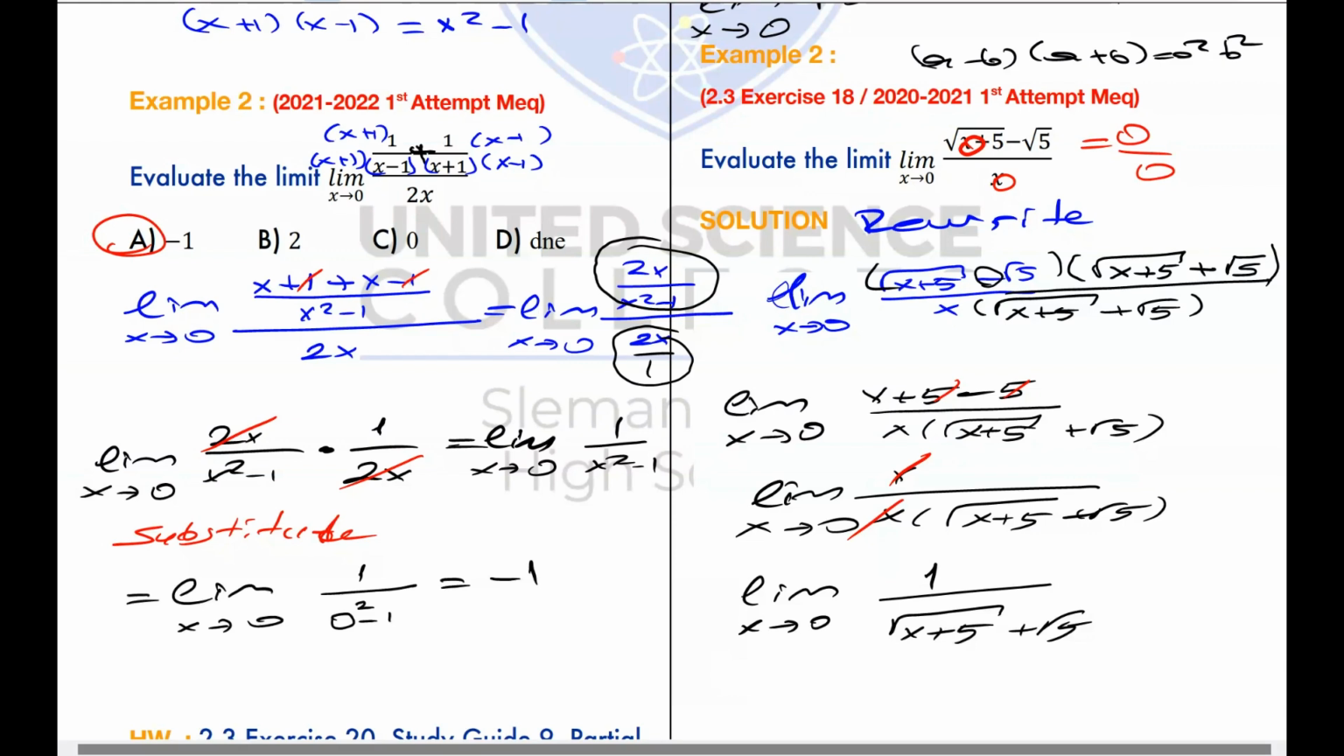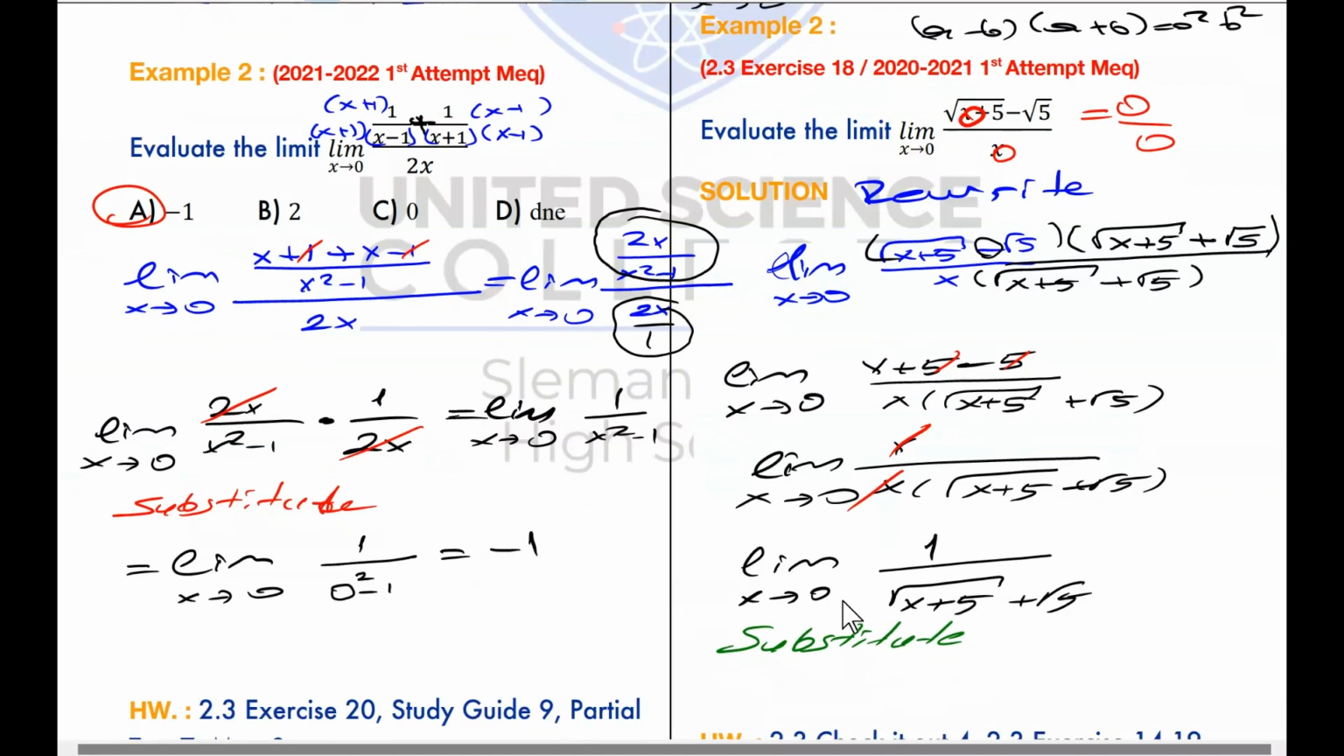So now, substitute the x value for x in the function. Limit as x approaches 0 of 1 divided by square root of 0 plus 5, plus square root of 5. So it's going to be 1 over square root of 5 plus square root of 5, which is 2 square root of 5. If you see this in the options, this is your answer. If you don't see this one in the options, you will rationalize the number.